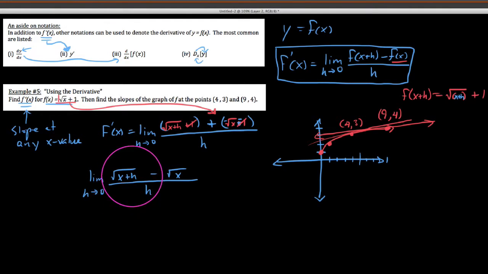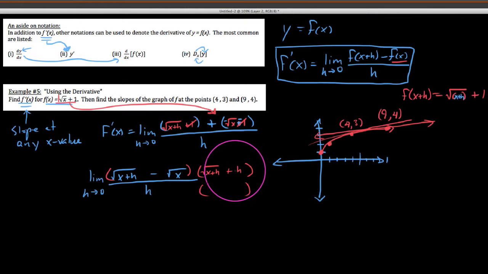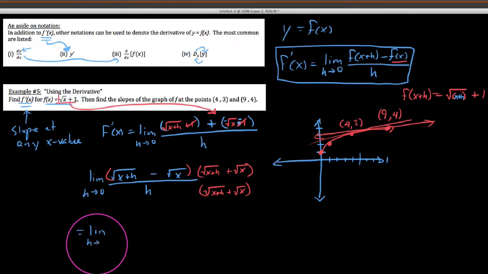Now, one method we've seen in the past when working with a radical type situation like this is to multiply by the conjugate. And this is what we refer to as rationalizing this expression. So we have the square root of x plus h plus the square root of x. We'll go ahead and take the top and the bottom times the conjugate of the original top expression. Okay, and so what we'll notice is this: we still end up with the limit as h goes to 0. This has not been evaluated yet.